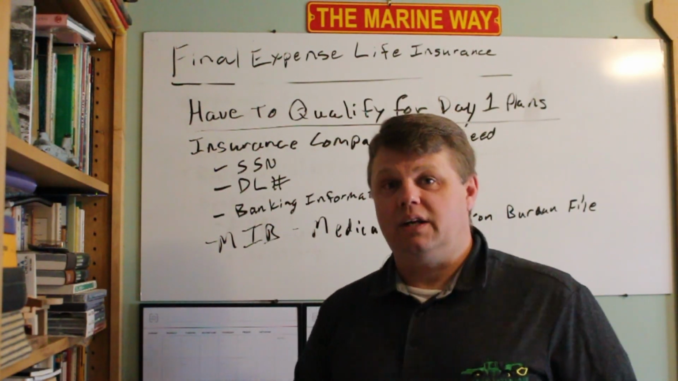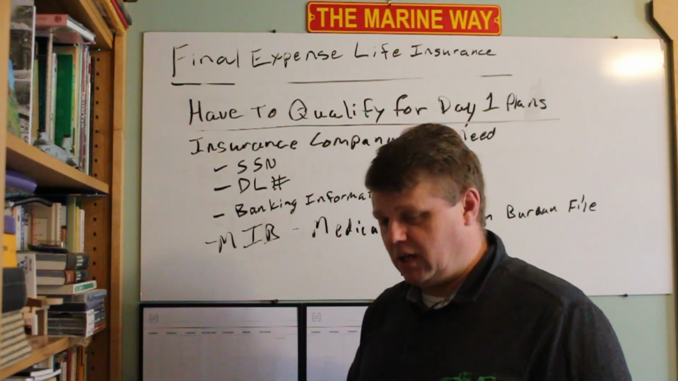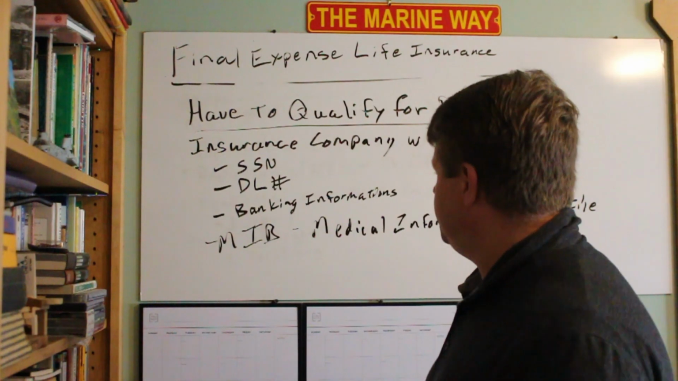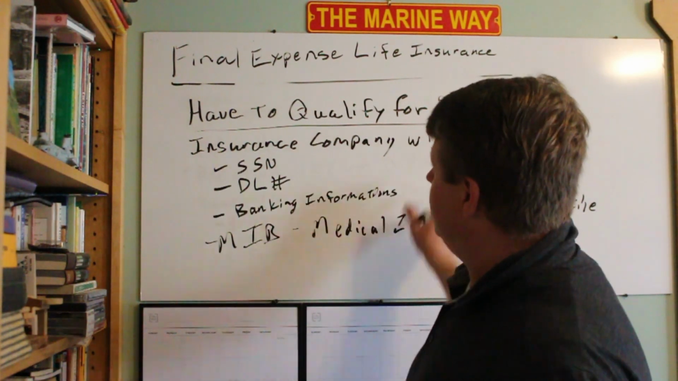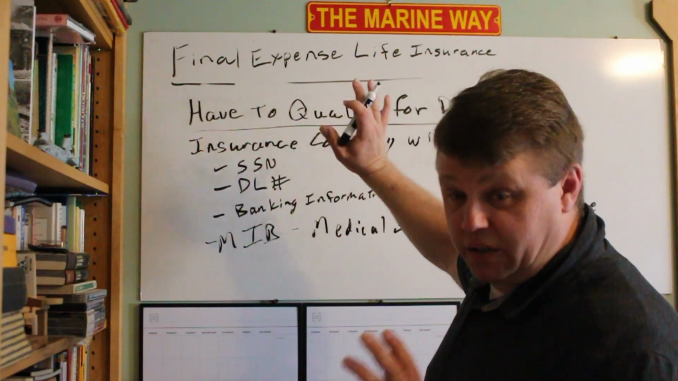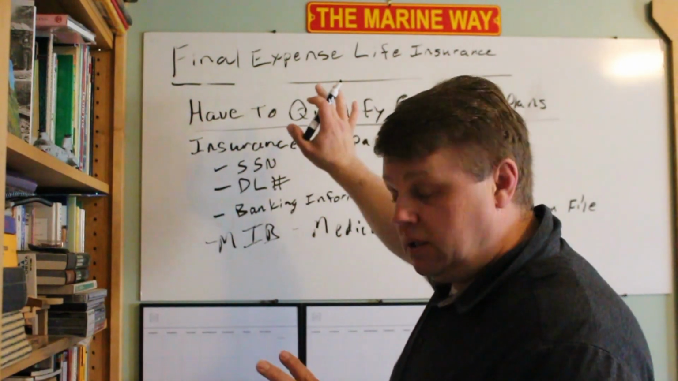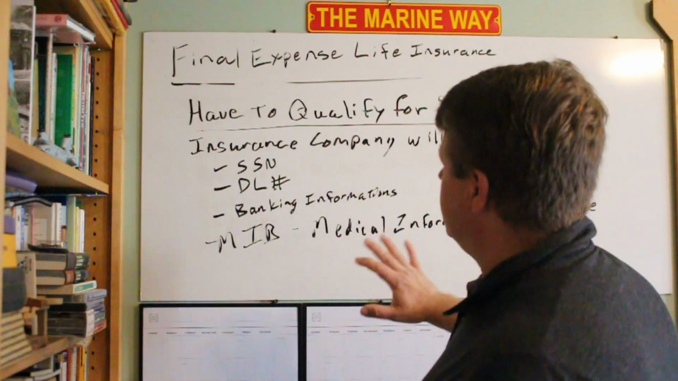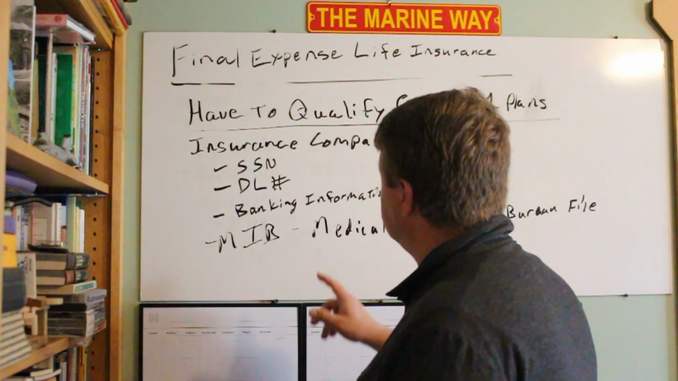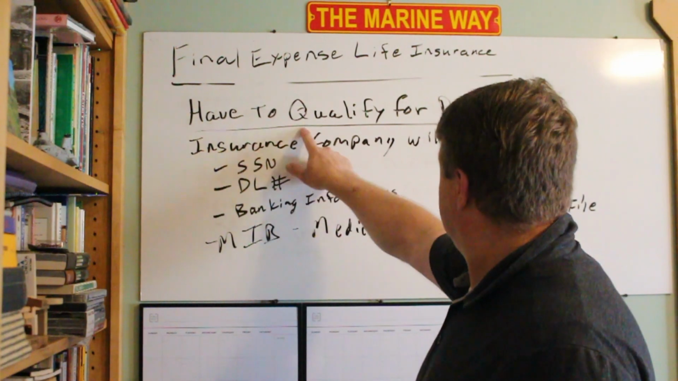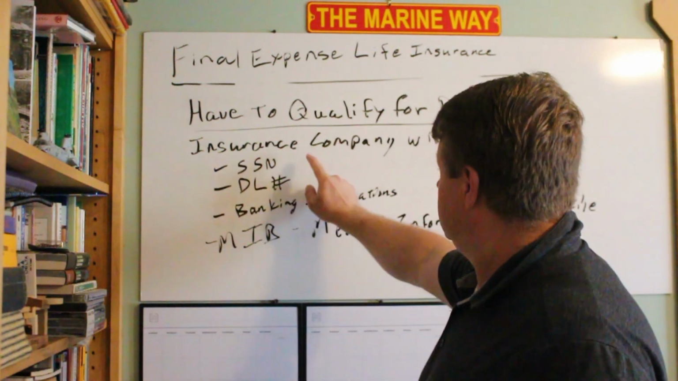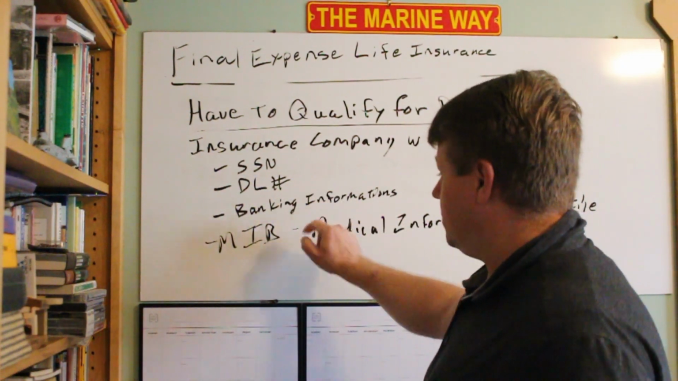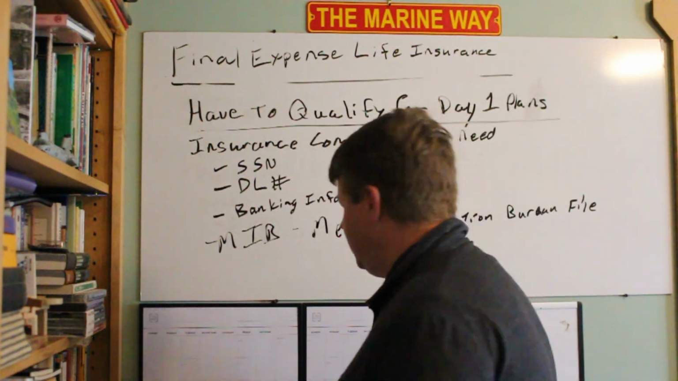That's why this is a simplified issue, and you don't have to worry about having a doctor come or a nurse come or medical records or things like that. Now, if all this didn't work out for you and you know you're healthy, but there's issues with your medical history, a fully underwritten plan is an option, but that's where we're at so far. All right. So once again, got to qualify medically. The insurance company is going to need your social security number, your driver's license number, banking information, and an MIB.